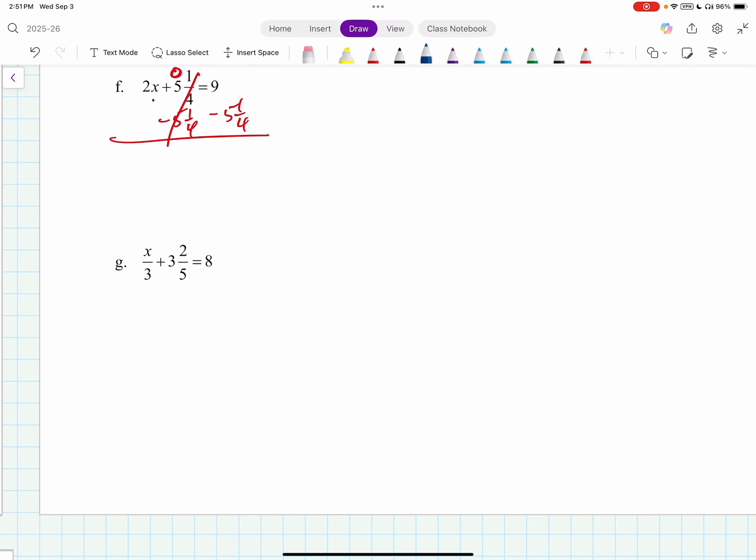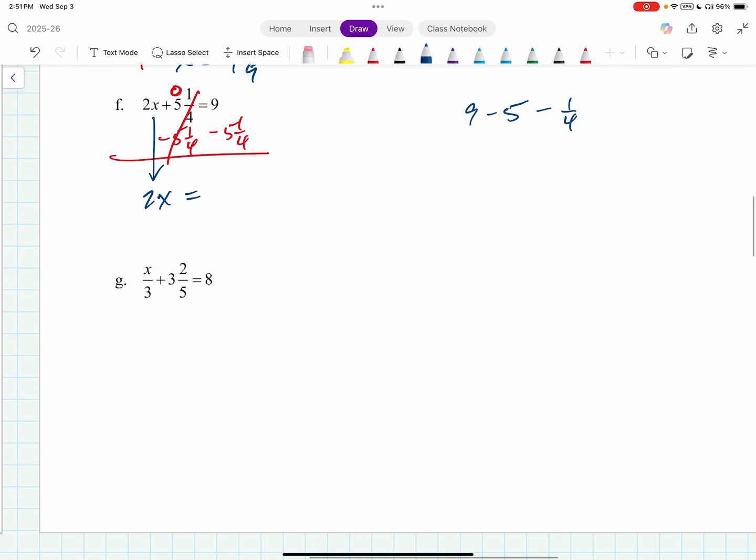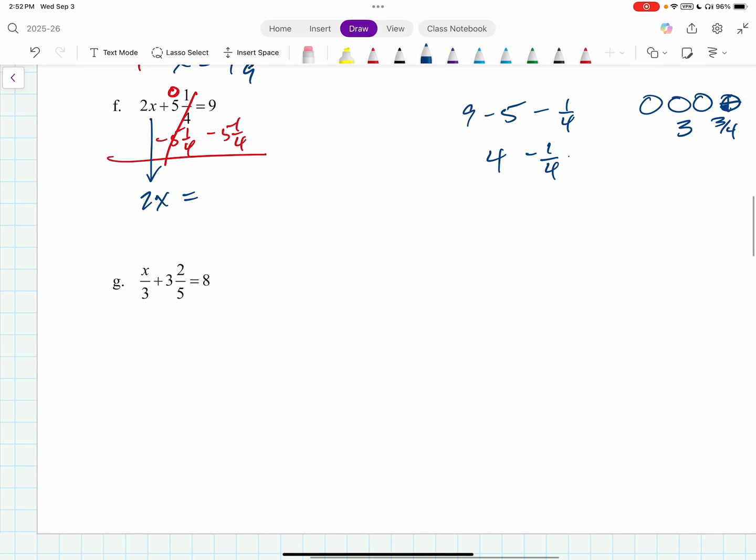So here, 2x is equal to 9 minus 5 1/4. So now here's pizza time. 9 minus 5 minus 1/4. Again, side work here. Left to right, 9 minus 5 is 4. 4 minus 1/4. So visualize 1, 2, 3, 4 pizzas. On one of them, you divide into 4 slices and you eat one. So you have 3 remaining and 3/4. So this is equal to 3 and 3/4.